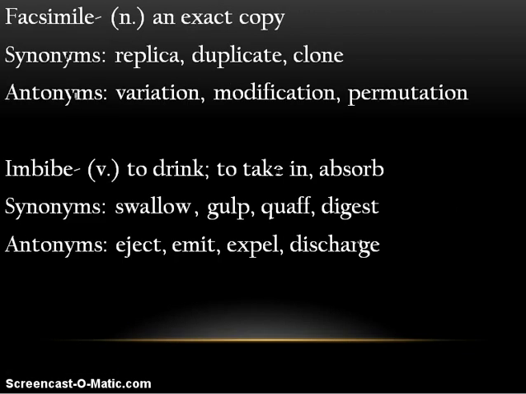Your next word is a noun. It's facsimile. Facsimile, and it means an exact copy. This is where we get the word fax. It's kind of old school. You have synonyms and antonyms for this word. And your next word is imbibe. Imbibe is a verb and it means to drink, to take in, or absorb. So remember, in Romeo and Juliet, she imbibes the faux poison, which leads Romeo to believe that she is dead, right? She drinks the poison. Synonyms and antonyms here again.